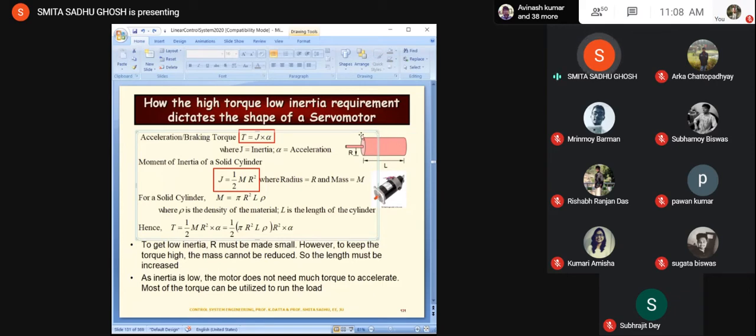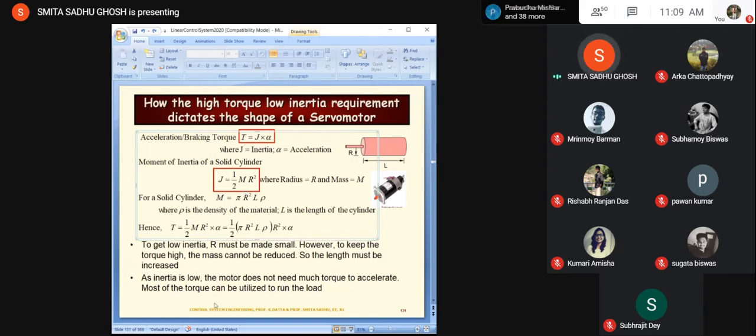Total mass would be what? Pi r square into L, that is the volume, into the density, say rho. If we were to keep the mass the same, we would have to increase the length, because the radius has to be decreased for decreasing the moment of inertia. So that is one aspect of it.